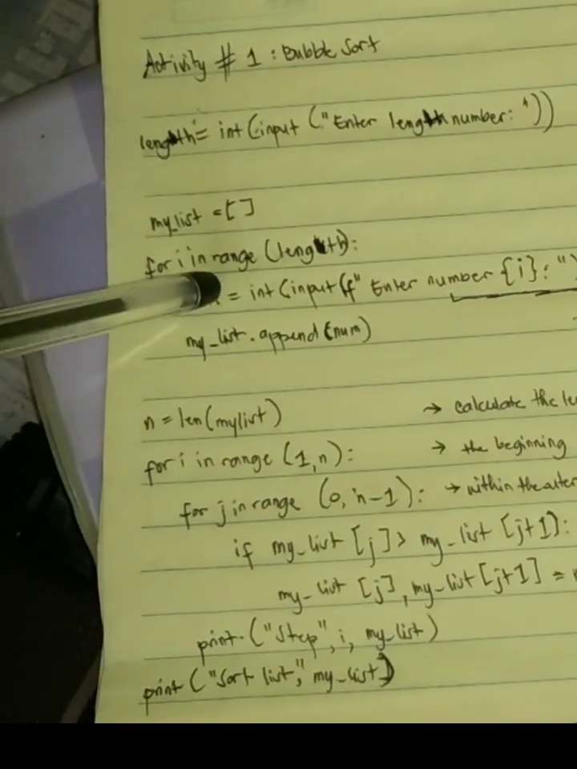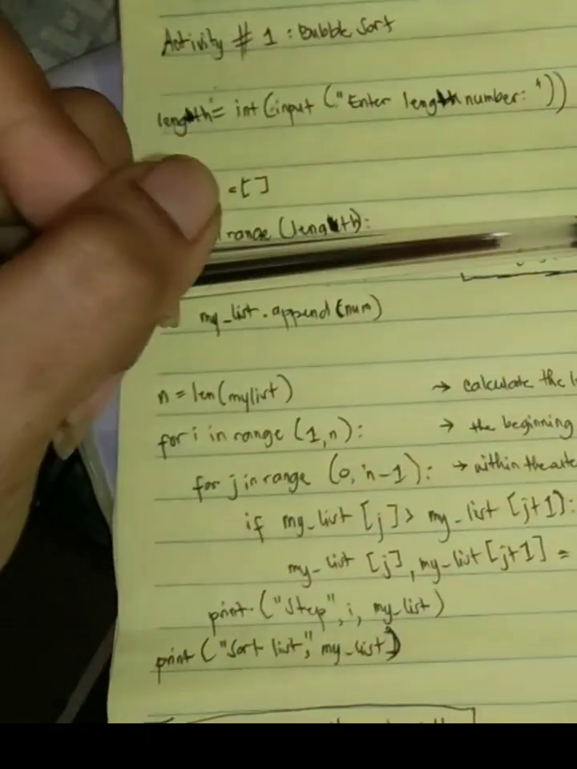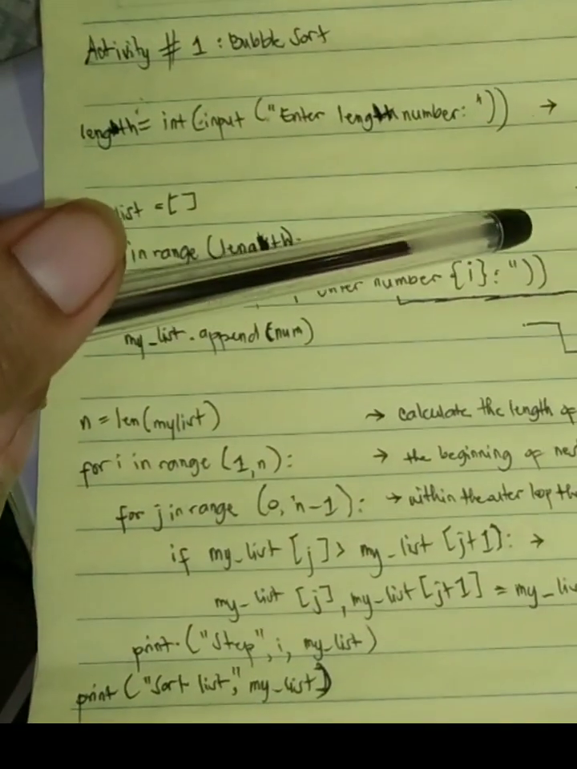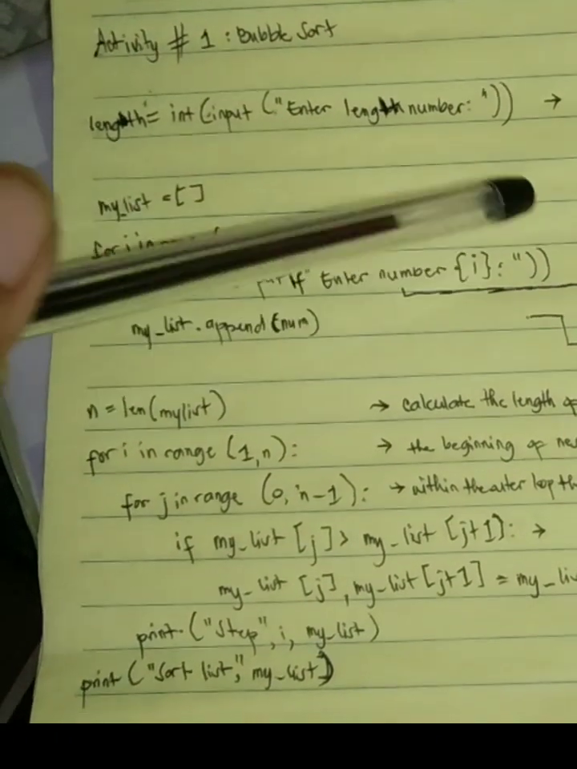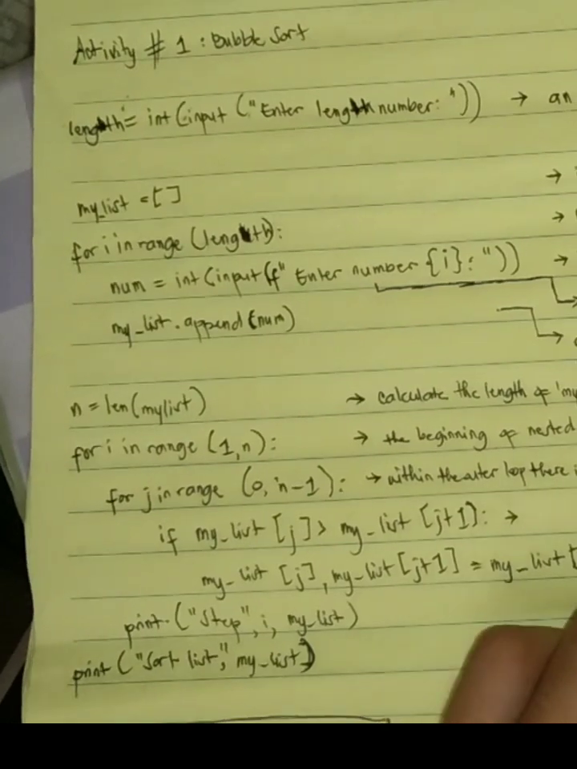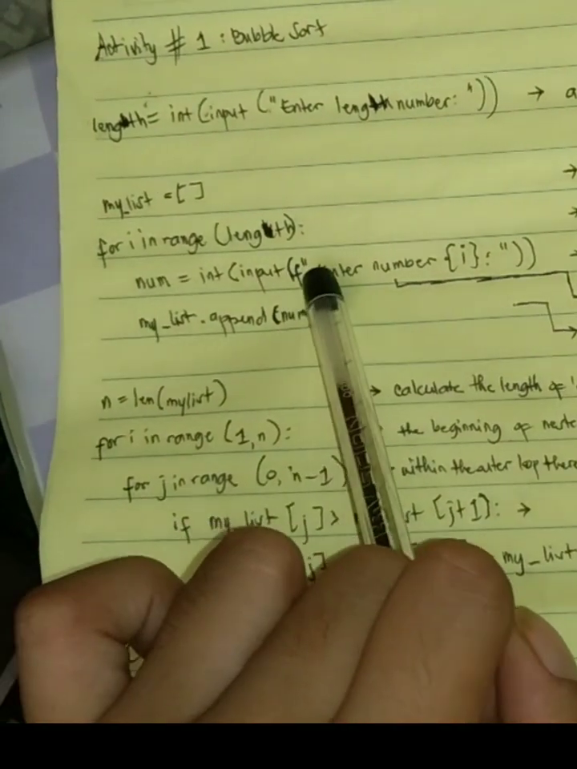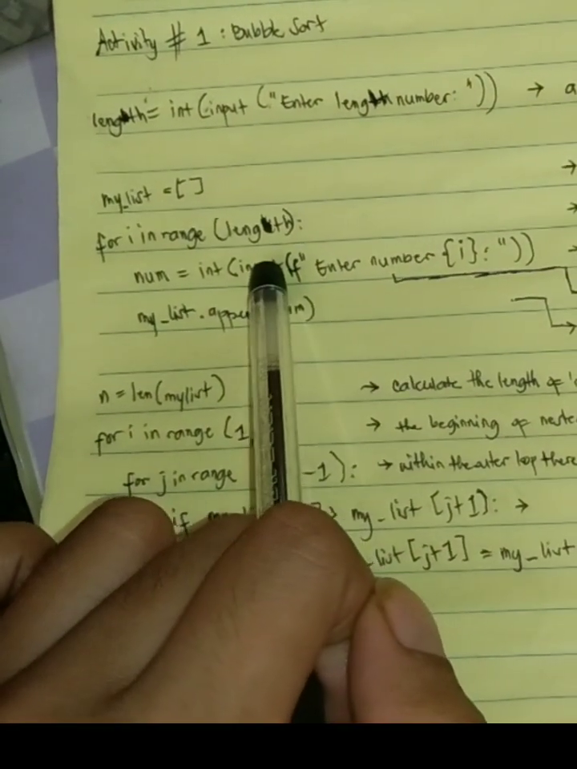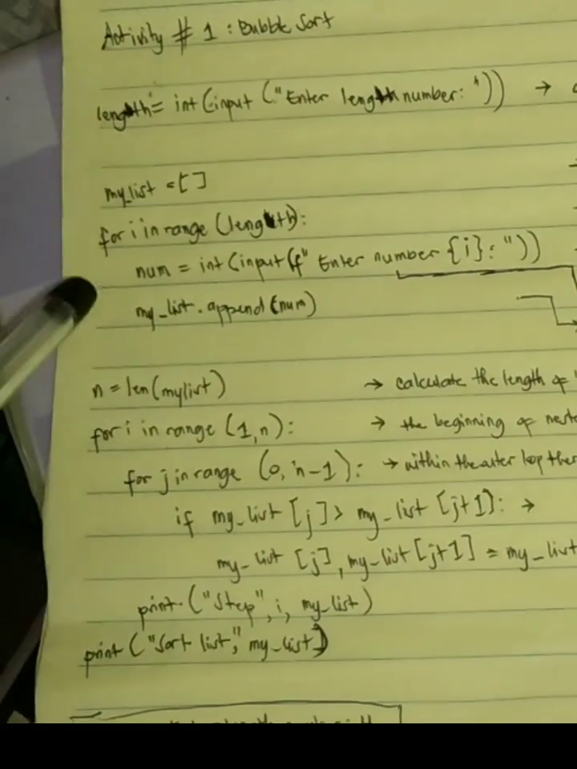num is equals to input enter number. Inside the loop, these lines prompt the user to enter a number and assign the number to the variable num. So inside the loop, ang mag-prompt sa user to enter a number ug i-assign siya sa variable nga num.